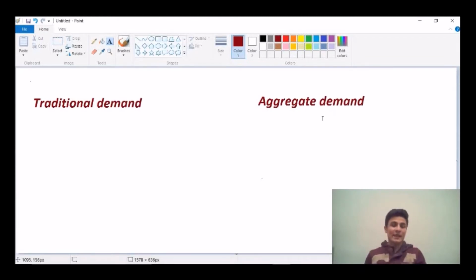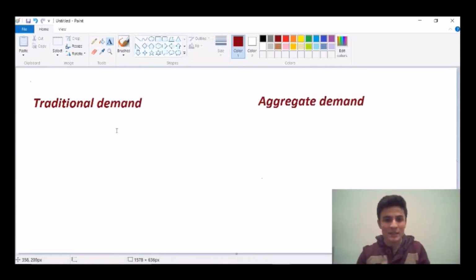When we say the traditional demand, we imagine the demand rate of any person, of maybe a group of persons or a household. That means using the traditional demand, we can see our demand towards any kind of item. But we cannot use this kind of demand for showing the whole condition of the country.